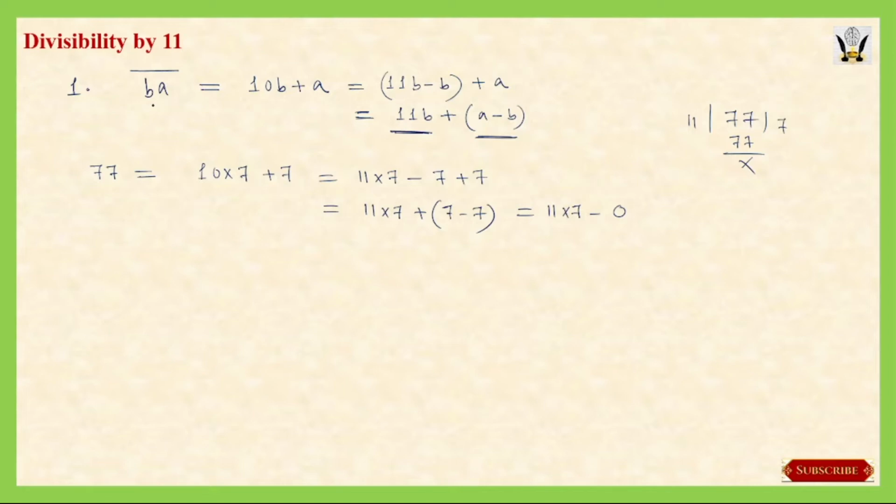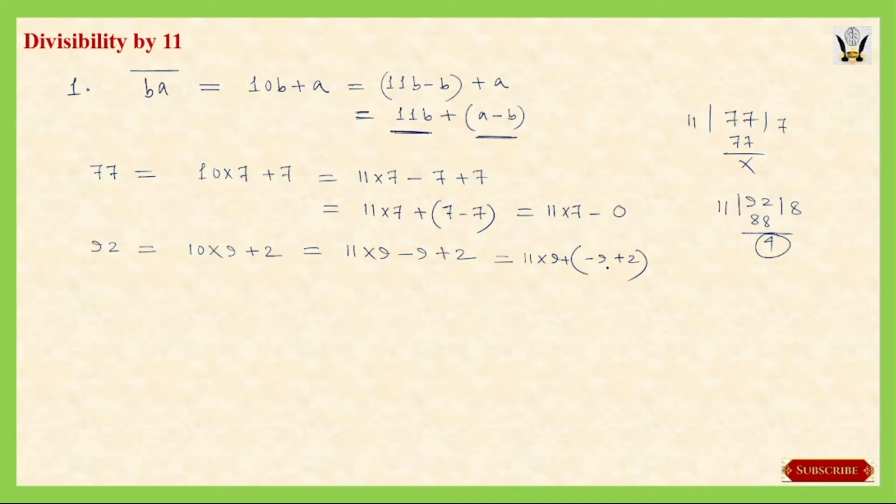So when we are dealing with a 2-digit number and testing the condition of divisibility by 11, when both the digits at units place and tens place are the same, then that number will be divisible by 11. Now suppose we take another 2-digit number, 92. We know that it is not divisible by 11. If we divide by 11, we get 88 and a non-zero remainder, which is 4. And 92, if we express it in expanded form, is 10 multiplied by 9 and then plus 2. Further it will be expressed as 11 multiplied by 9, then minus 9 and then plus 2. So it will be 11 multiplied by 9 and then minus 9 plus 2. This minus 9 plus 2 means minus 7, and minus 7 is not divisible by 11. So 92 is not divisible by 11.